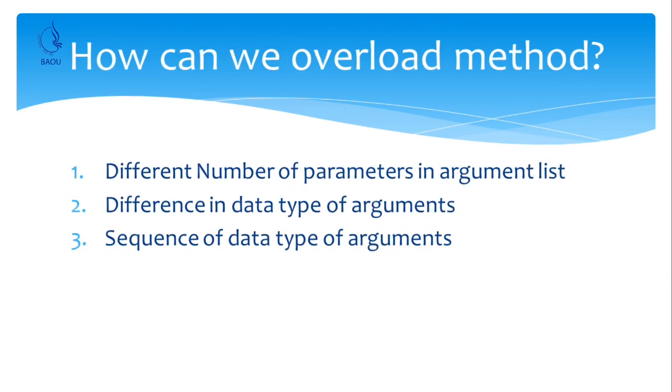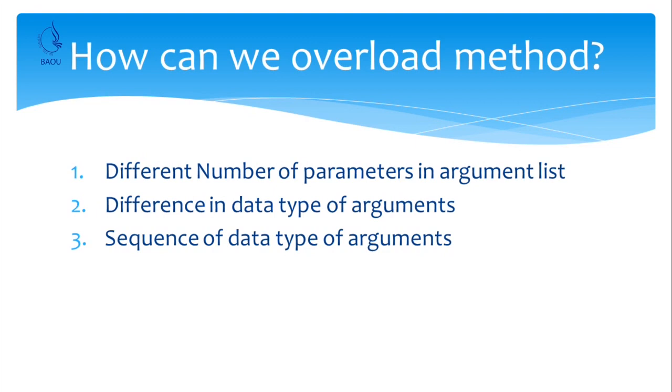Now, how can we overload a method in a class? There are three ways to overload a method in a class. The first way is to use a different number of parameters in the argument list. It is very easy for the compiler to check which method to execute depending on the number of parameters. It is the simplest way of achieving method overloading, because the method name is the same, but the number of parameters is clearly different.